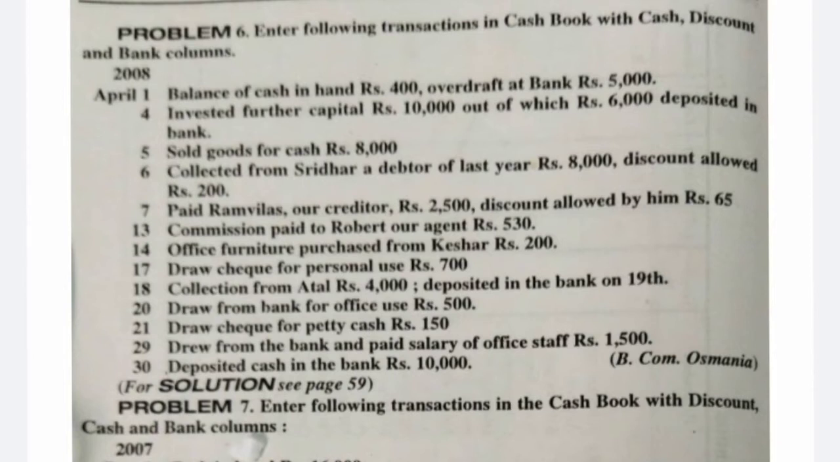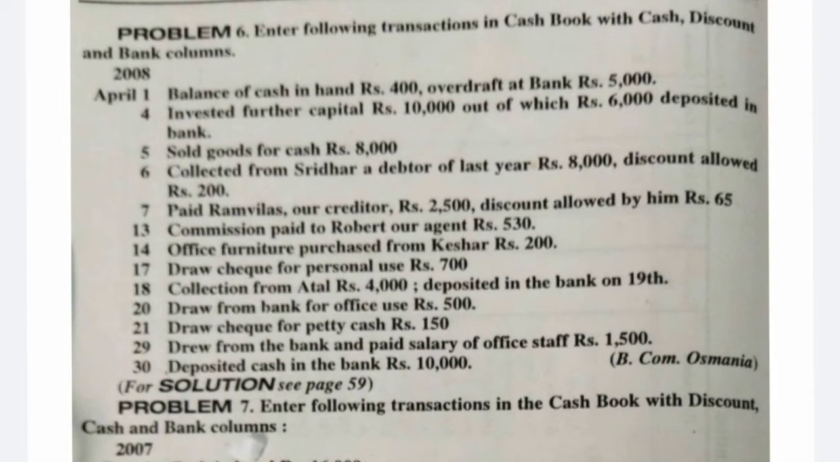Next comes paid Ram Vilas, our creditor, rupees 2,500. Discount allowed by him is 65. So we are paying the amount to Ram Vilas. He is our creditor. How much we need to pay is 2,565 rupees, but we are paying only 2,500 and the remaining is the discount we are receiving. So it is a gain. Credit all incomes and gains rupees 65. So the entry would be debit the receiver, that is Ram Vilas account, debit 2,565 to cash account 2,500 to discount received account 65 rupees.